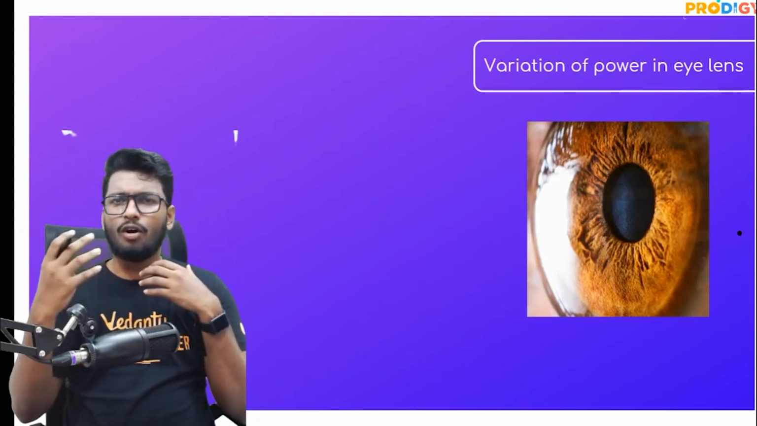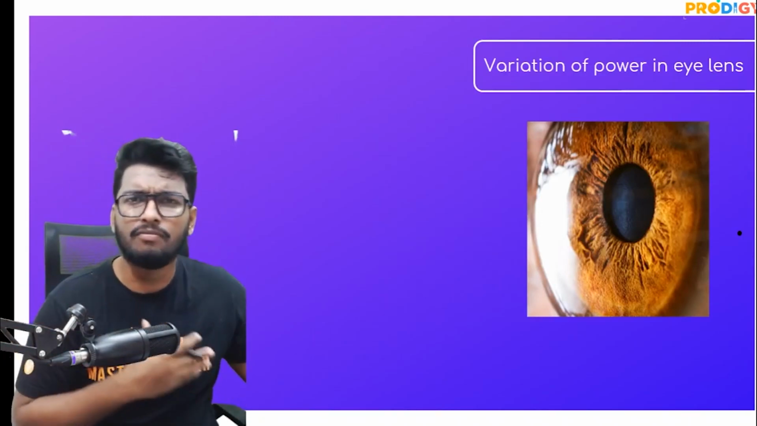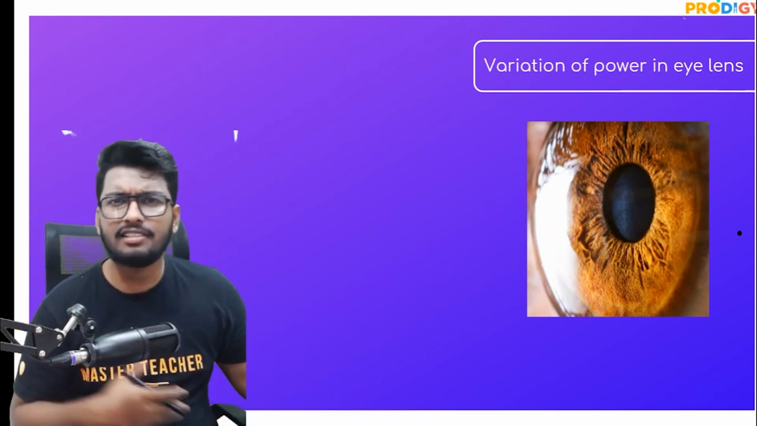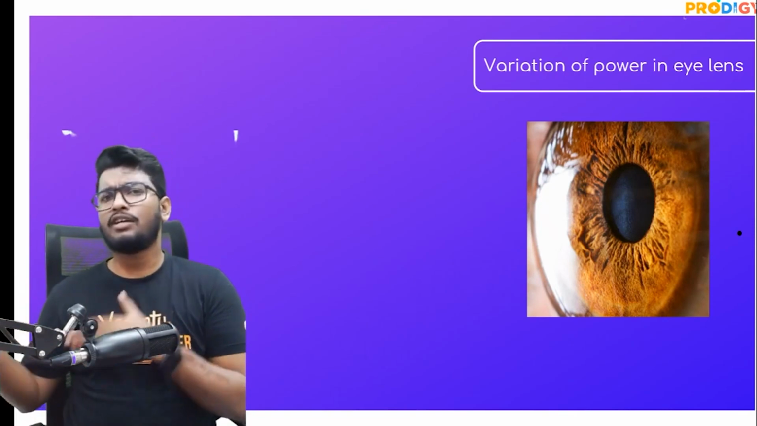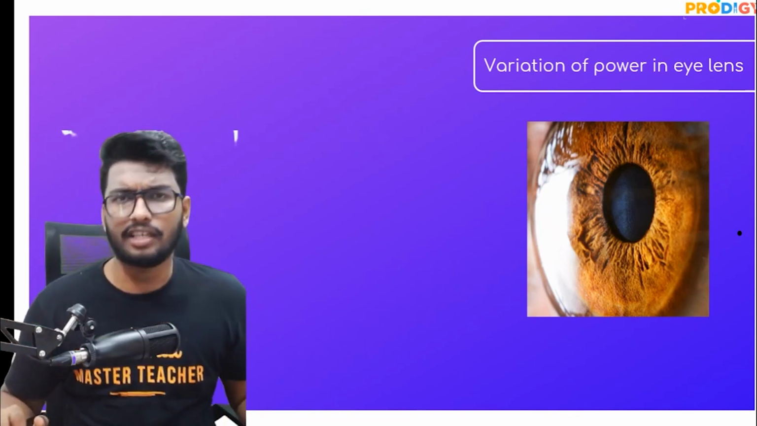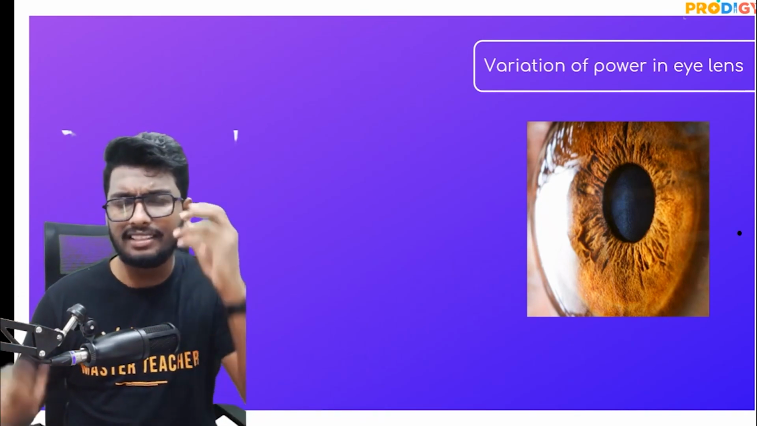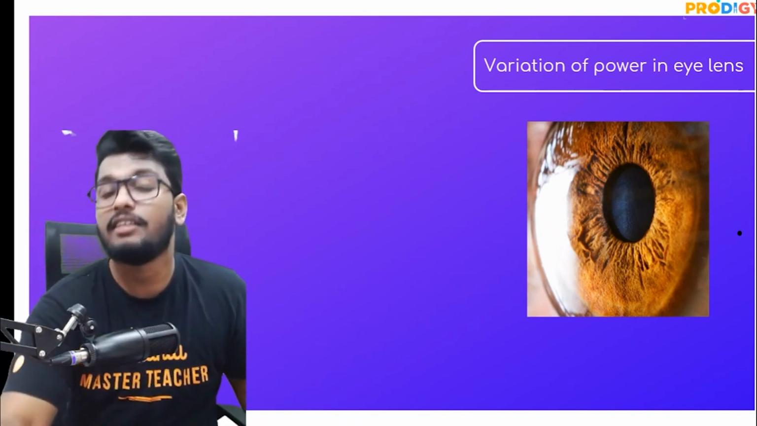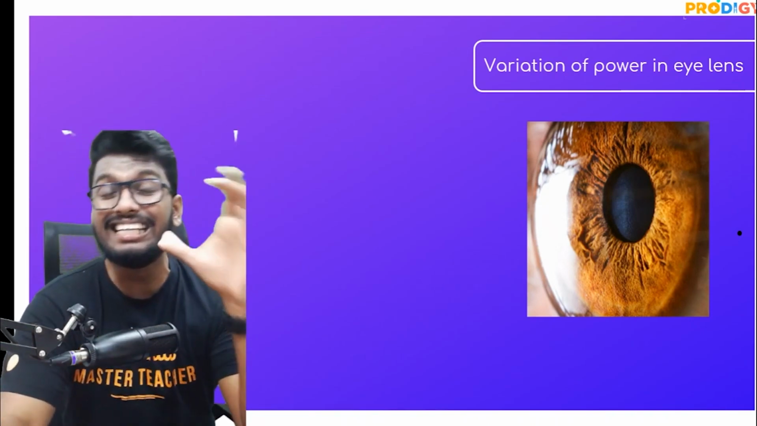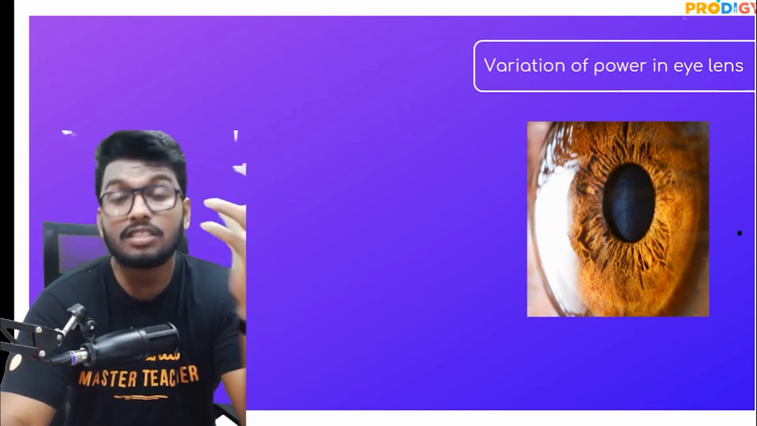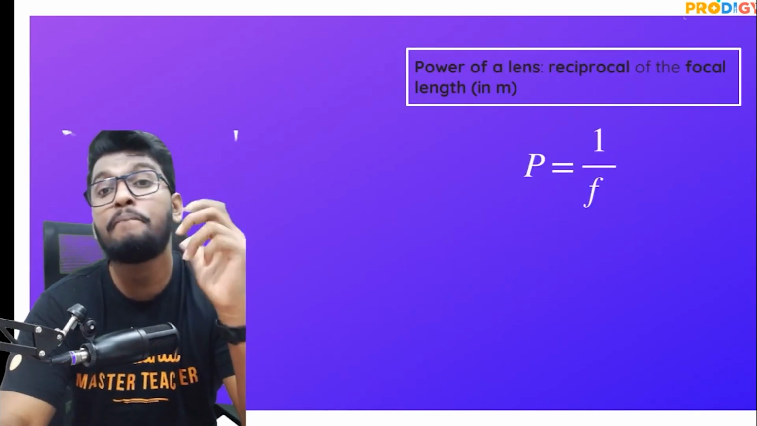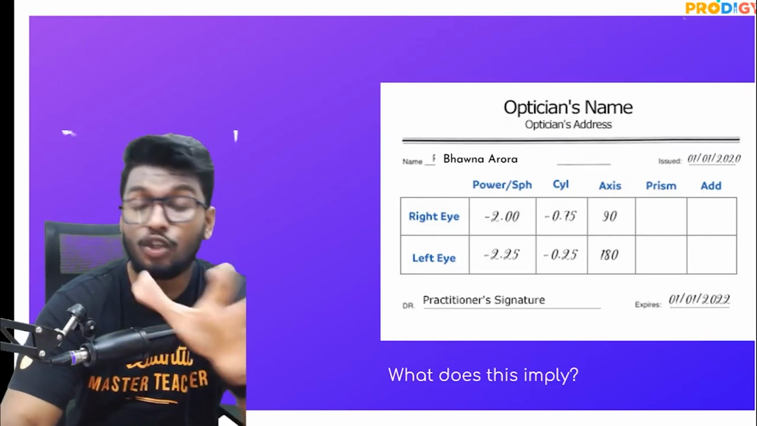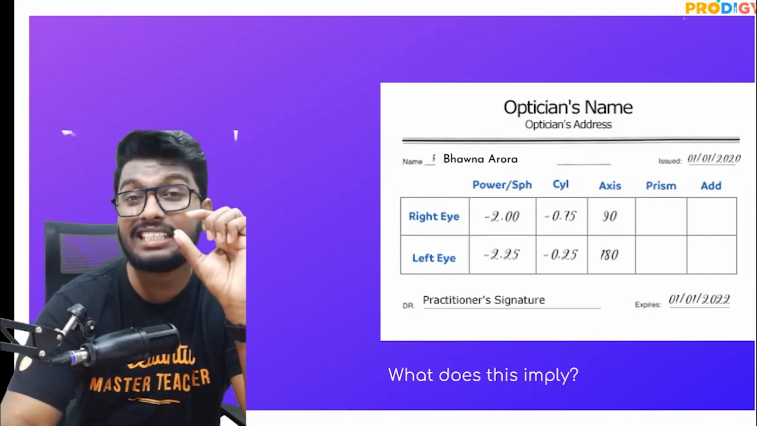So basically, maybe because of malnutrition, that is, maybe you're not getting the right amount of vitamins, or it could be because of using a lot of electronic devices, the power of your eye lens might decrease. So in order to get a clear image, that is when you use a spectacle. So these spectacles would have a certain power. So this -2 or -2.25 represents that power.